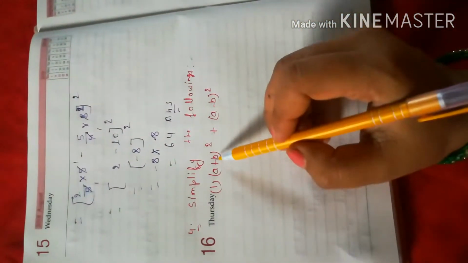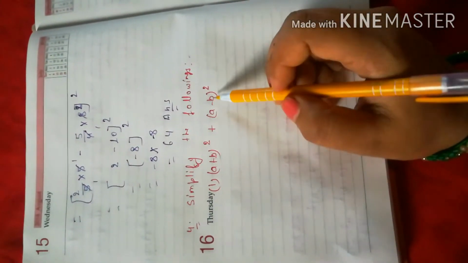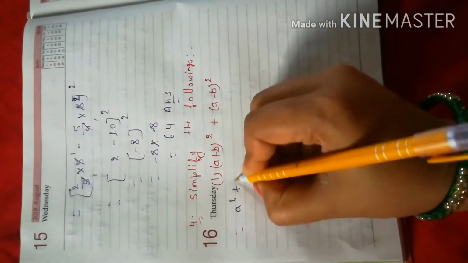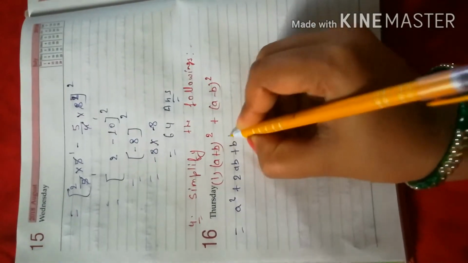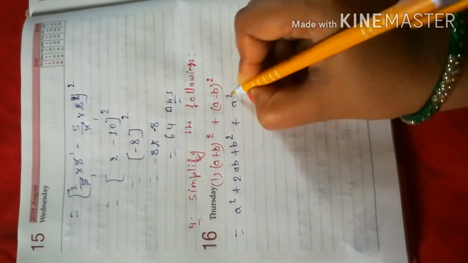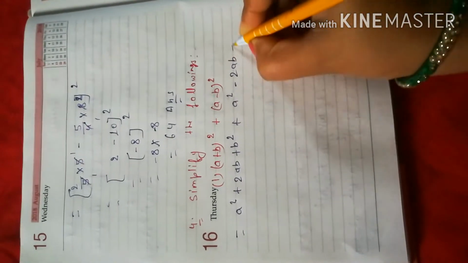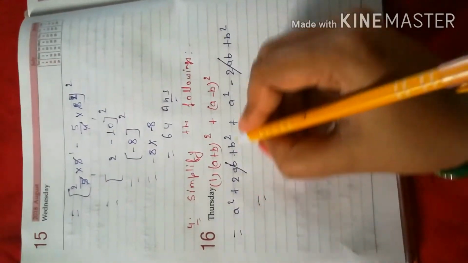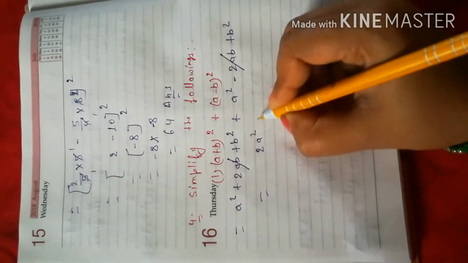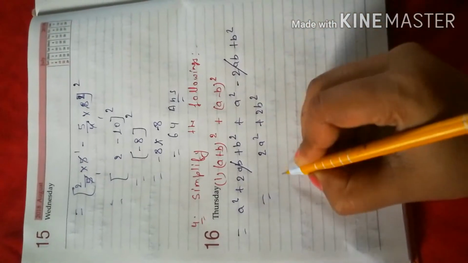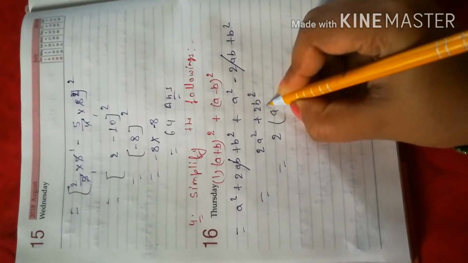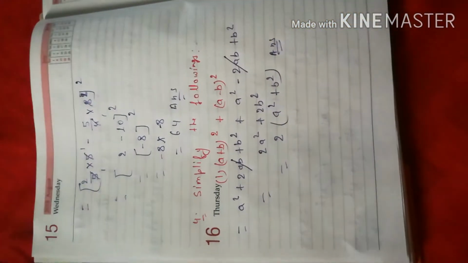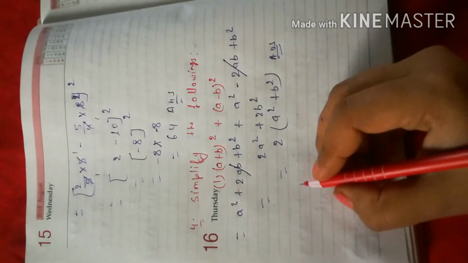Here we can use the identity a plus b whole square, and here we can use the identity a minus b whole square. A square plus 2ab plus b square, and here a square minus 2ab plus b square. Minus 2ab plus 2ab will be cancelled. A square plus a square we can write 2a square, plus 2b square. Here we can take 2 as common, so we can write 2 times a square plus b square. It will be our required answer. In this way we have completed question number 1.